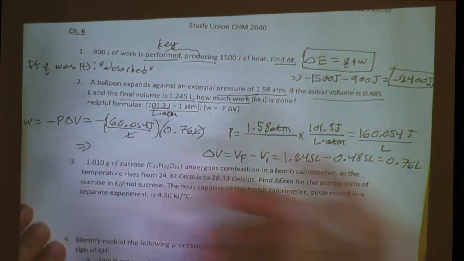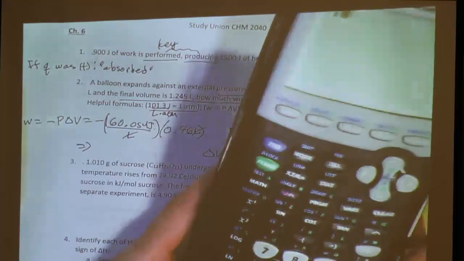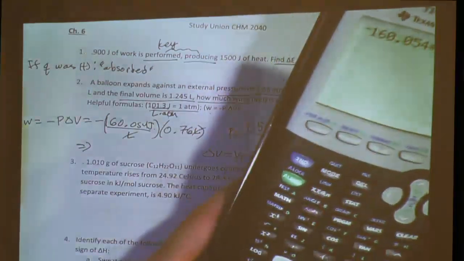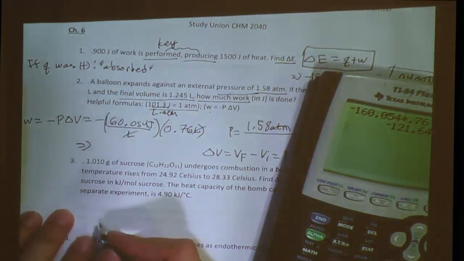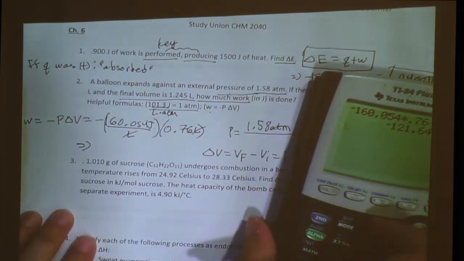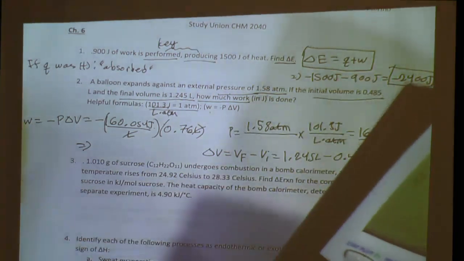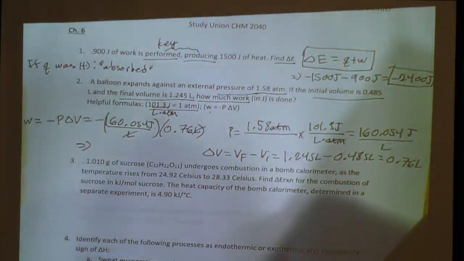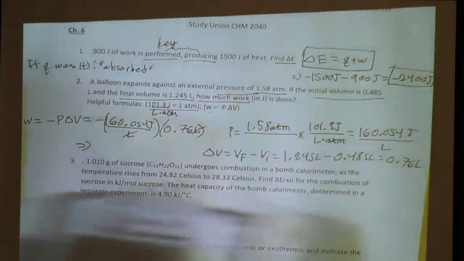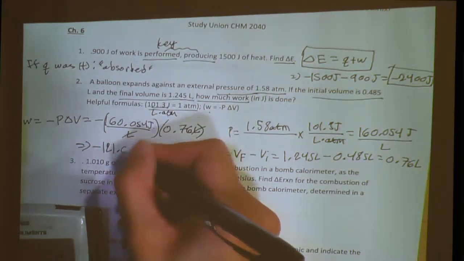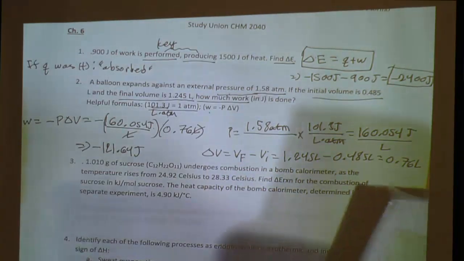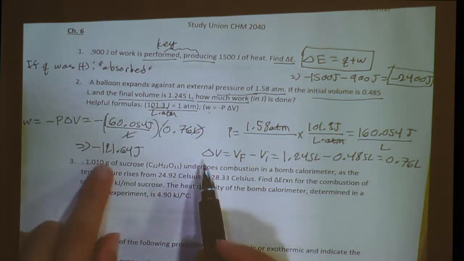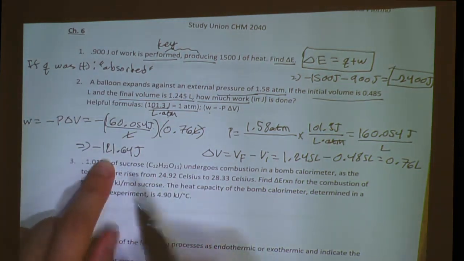So our final answer here is going to be negative 160.054 times 0.76, right? Just this times that. And that's going to be, let me make sure that I multiplied that right. Negative, yeah, that's going to be negative 121.64 joules. And there we go. Does that kind of make sense? Yeah, perfect.